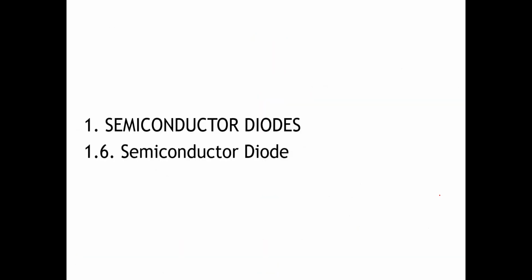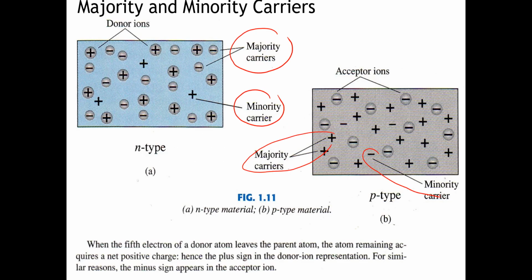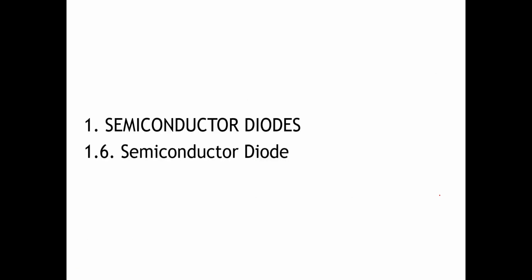P-type has majority carrier of holes and minority carrier of electrons. Okay, I think this is the first part of chapter 1, about the semiconductor, before we discuss more detail in semiconductor diodes. Okay, thank you for your attention.